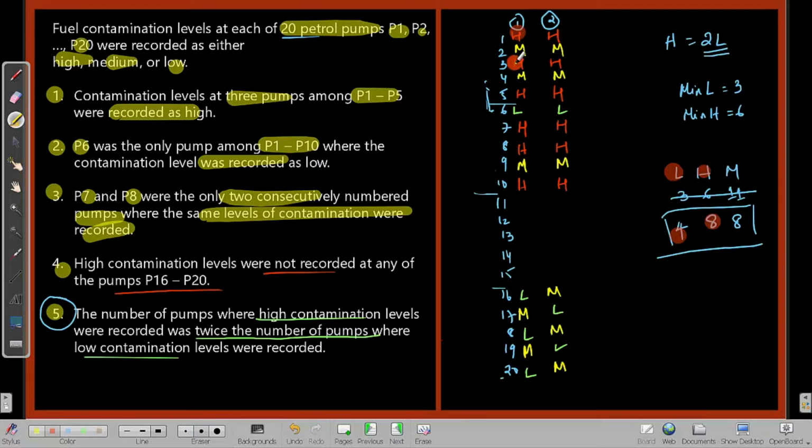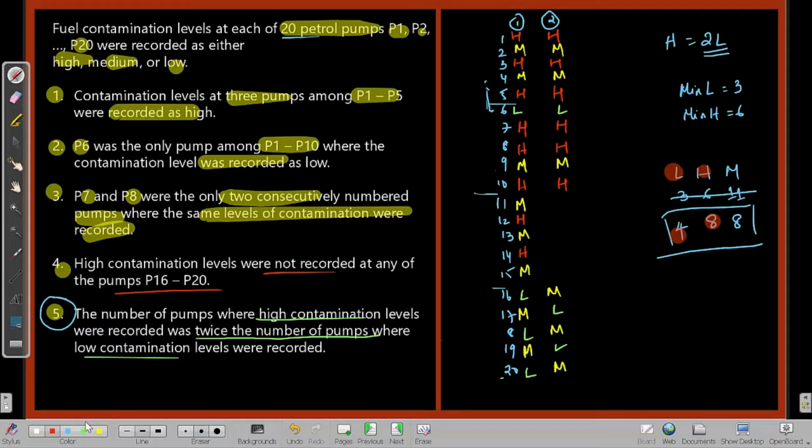We see that 1, 2, 3, 4, 5, 6. We have got 6 H. We need to have 2 more. And if you look at M, 1, 2, 3, 4, 5. We need 3 more. So we need 3 M and 2 H. The only way we can push 3 M is by putting M there, M there, and M there. And we can put H there and H there. So case number 1 is solid and it's finished.